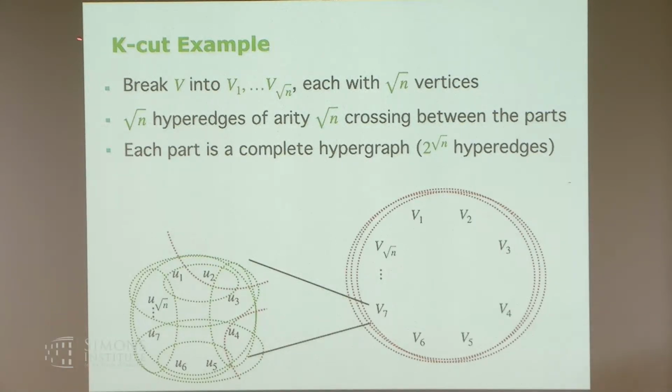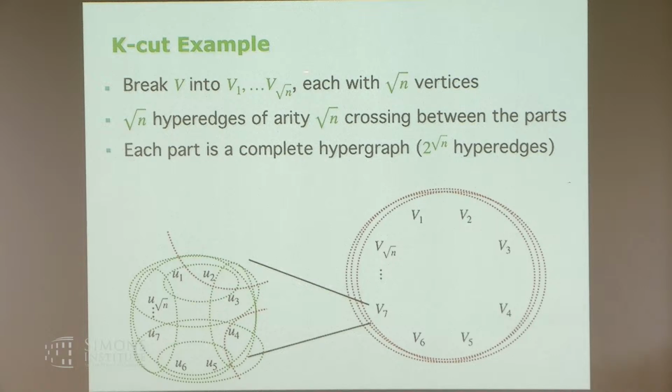And then we also have some hyperedges that are crossing between the parts. So the intuition is that each part itself is a super strong component. They have so many hyperedges, they're very well connected. Meanwhile, between the parts, we have these square root n hyperedges of arity square root n that are the low strength hyperedges. These are going to be the ones that we want to recover.